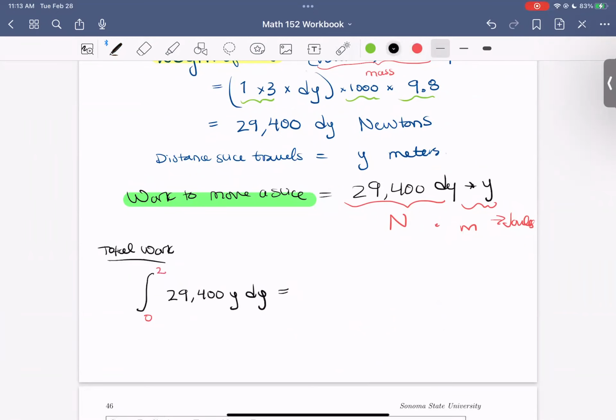And let's go ahead and compute this integral. We're getting pretty good at computing integrals like this now. So what we get when we compute that antiderivative is 29,400 times y squared over 2, evaluated at 0 and 2. So we can plug in 2 here. So 29,400 times 2 squared, which we can just compute as 4 over 2, minus, and then when we square 0, we're just going to get 0. So I'll leave it at 0.